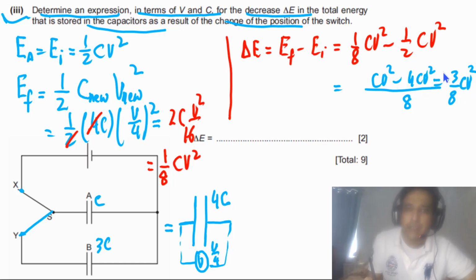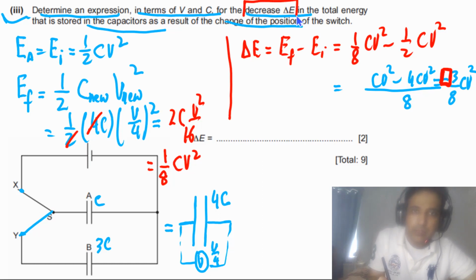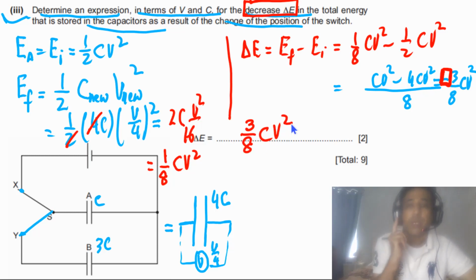So what is this negative sign telling us? This is simply telling us that the change in energy is negative, meaning the final energy is lower than the initial energy. So energy has been decreased. Question is asking us to calculate decreased delta E. So we do not need to include the negative sign because already it is mentioned here, decrease. So our final answer is 3 by 8 CV square. So this is how you need to answer.